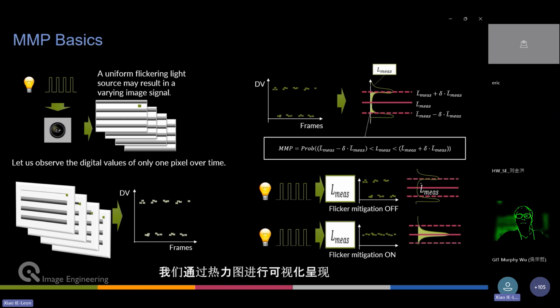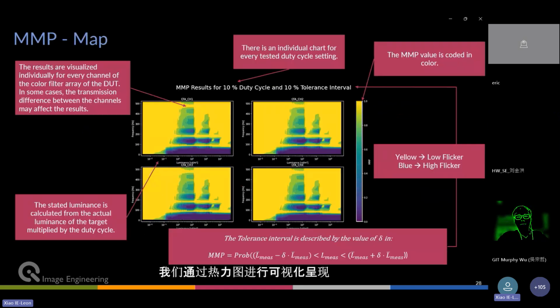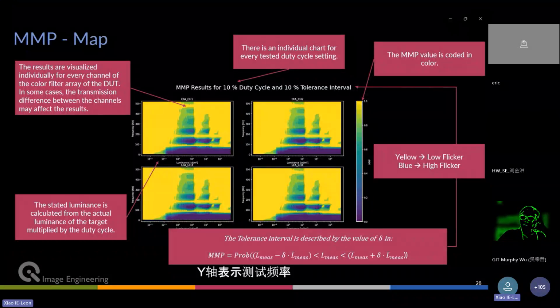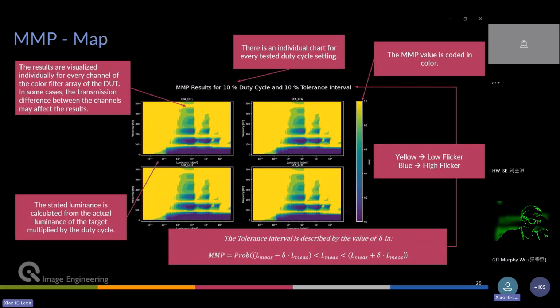How does that look? Again, we create a map. Yellow means low flicker, blue is high flicker in the scene. On the x-axis, we state again the luminance at which this was measured, and on the y-axis is the frequency at which it was tested.